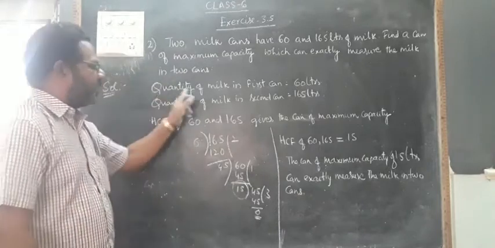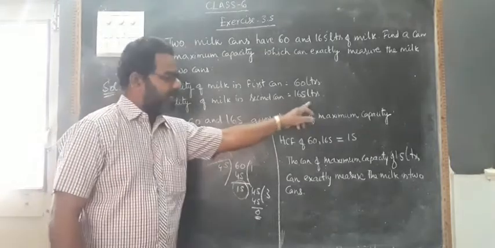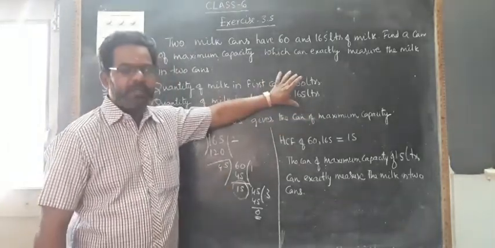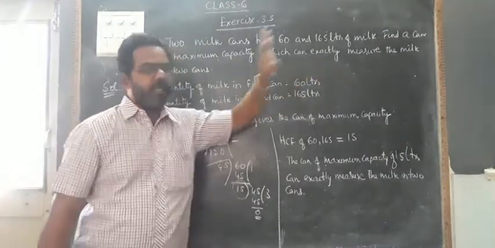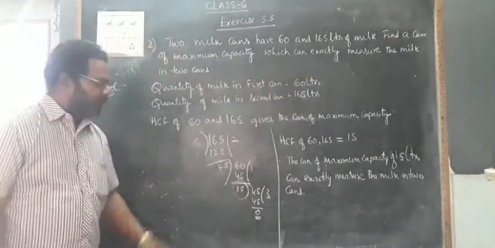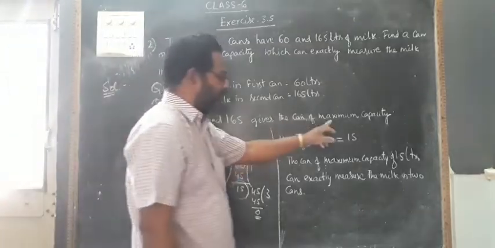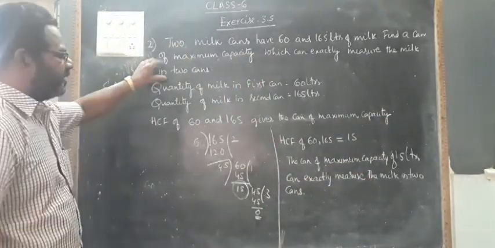That we have written: quantity of milk in first can, quantity of milk in second can is equal to. So the HCF of these two numbers will give a can of maximum capacity which can exactly measure the milk in the two cans. Find the HCF of 60 and 165 gives the can of maximum capacity of milk that can be measured in the two cans.